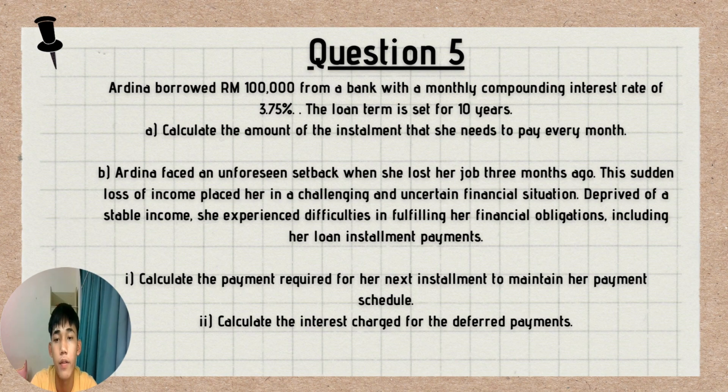5B. Adrina faced an unforeseen setback when she lost her job 3 months ago. This sudden loss of income placed her in a challenging and uncertain financial situation. Deprived of a stable income, she experienced difficulty in fulfilling her financial obligations, including her loan installment payment. Roman 1. Calculate the payment required for her next installment that maintains her payment schedule. Roman 2. Calculate the interest charged for her deferred payment.